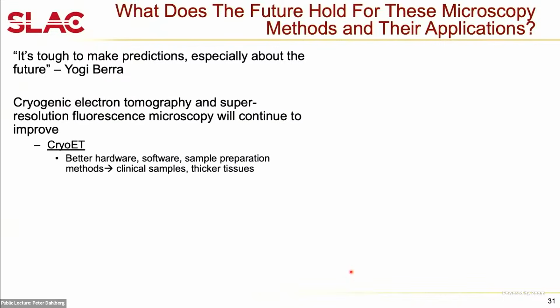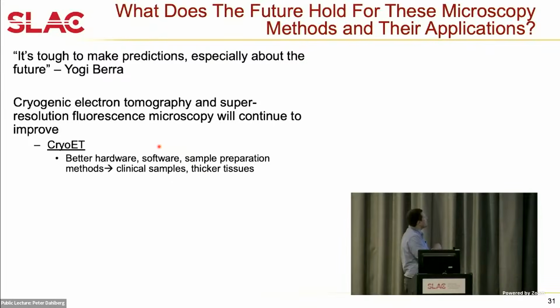The first is that cryogenic electron tomography and super resolution fluorescence microscopy are going to continue to improve. In cryogenic electron tomography, this improvement takes a few different forms. One thing is going to be better hardware, faster cameras, lower noise cameras, better stages, just better microscopes in general. It's also going to be driven by a lot of developments in software. There's a lot of information in the tomography data that we really haven't extracted.